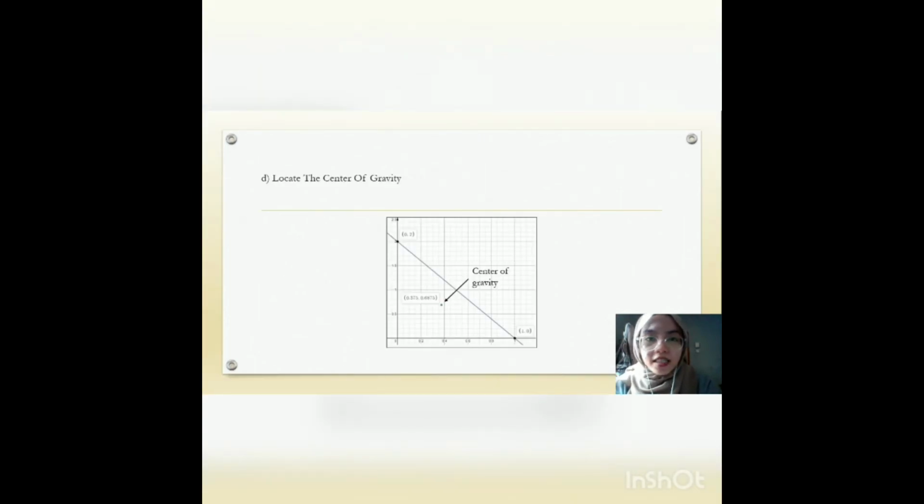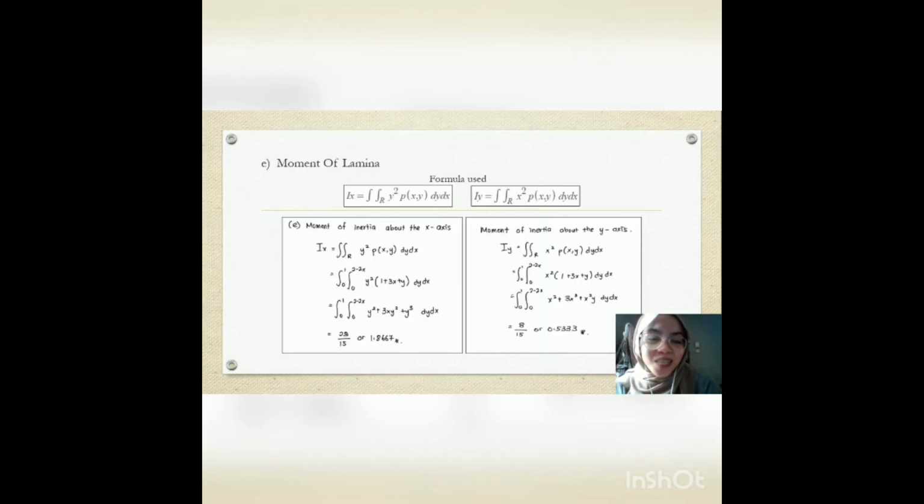Next question is to locate the center of gravity. After we know the answer for the center of mass, we can plot the graph. The last question is the moment of inertia of the lamina.